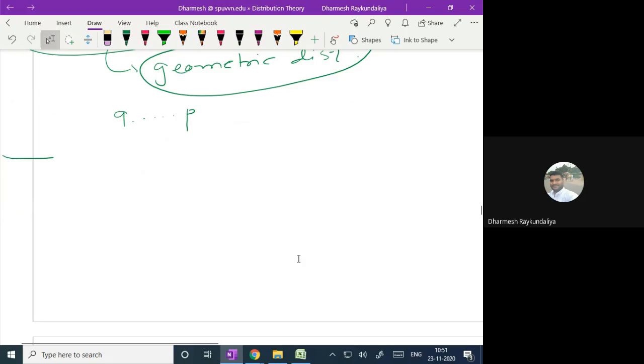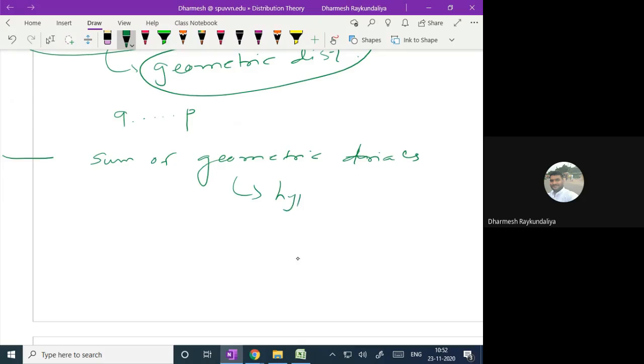Let us move ahead. We know that the sum of the geometric trials, what is it? It is nothing but hypergeometric. And the hypergeometric distribution has a specific application.